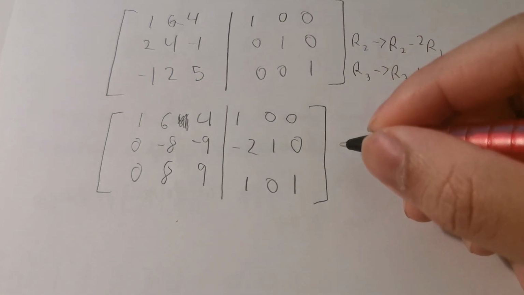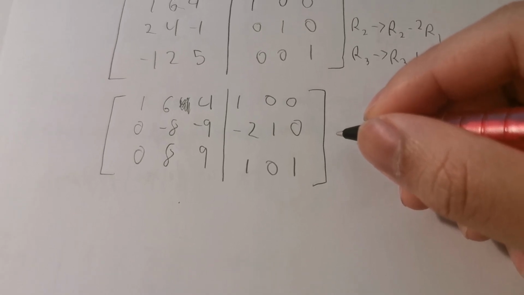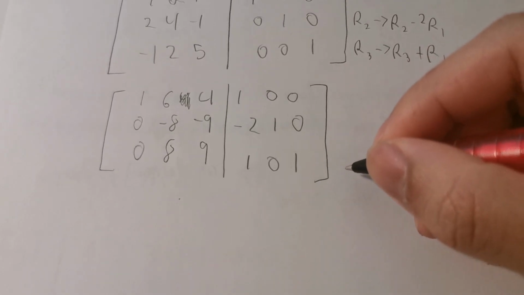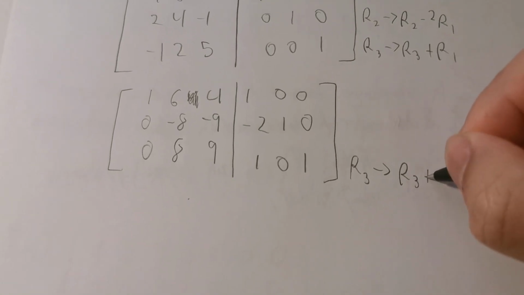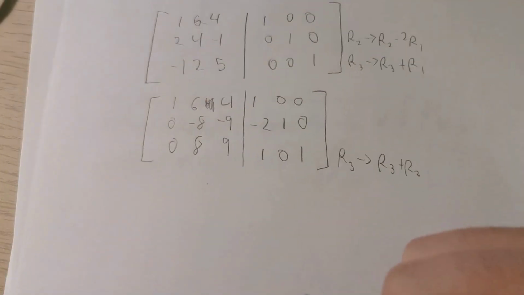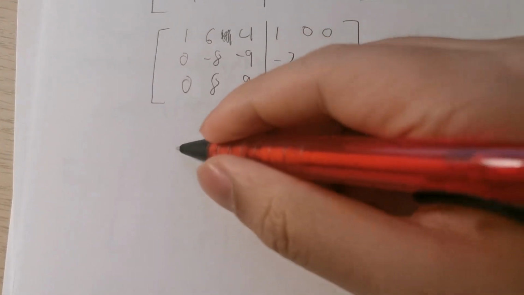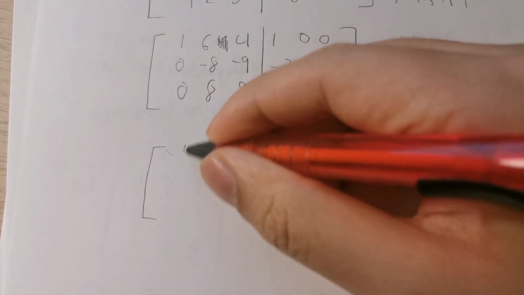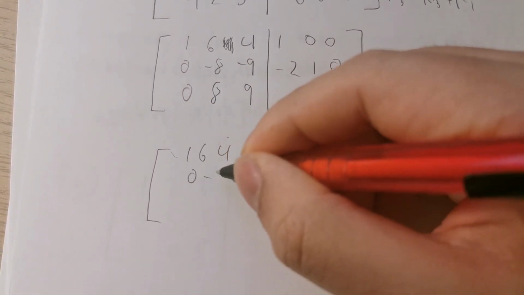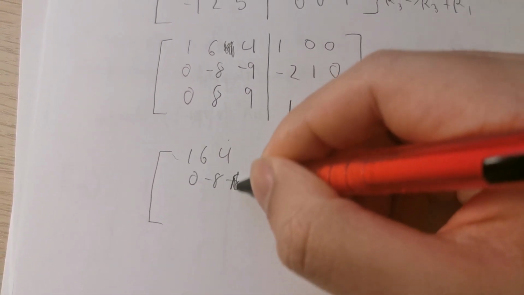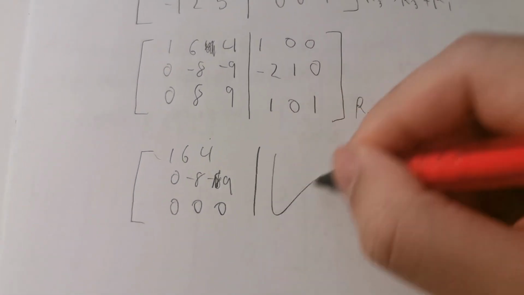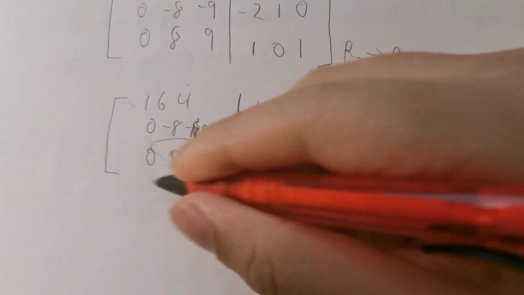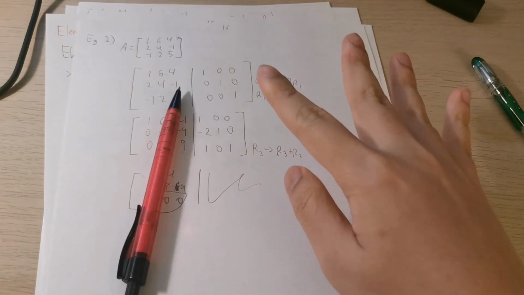Okay, so shoot, let's do this first. R3 is just R3 plus R2, cancel that out. And I'll just show you before I simplify R2. 1, 6, 4, 0, minus 8, minus 9. But this turns into 0, 0, 0, right? And it doesn't matter what we have here. We see this, it's dead. All right?